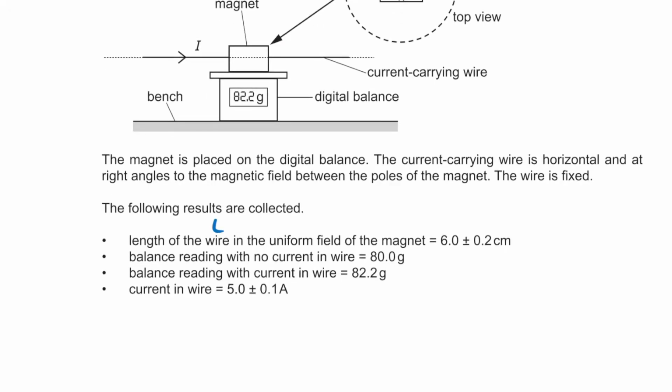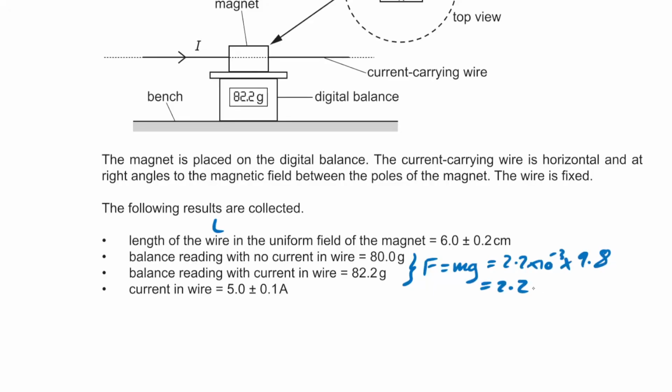Length of the wire. We have the balance reading with no current, and then we have the balance reading with that. So therefore, we can say that the force is equal to mg, or the simulated force anyway, or the simulated mass, rather, I should say. That's going to be 2.2 grams, so 2.2 times 10 to the minus 3 times 9.8.